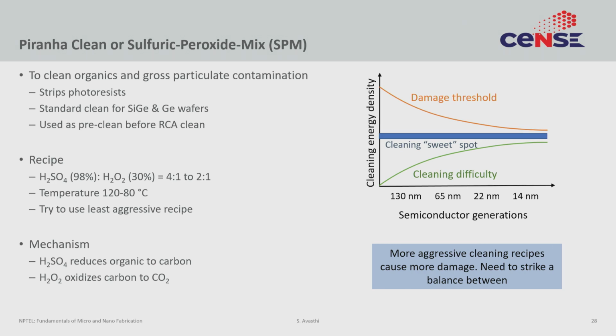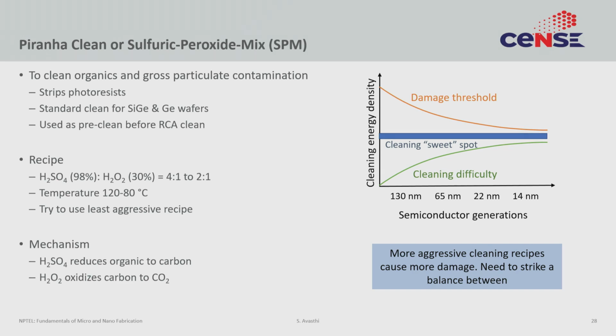The recipe is fairly simple. You take concentrated sulfuric acid, which is 98% sulfuric acid in water, and H2O2. Typically 30% H2O2 in water is a stable mixture, so that is what we use, and these two are mixed in a ratio of 4:1.